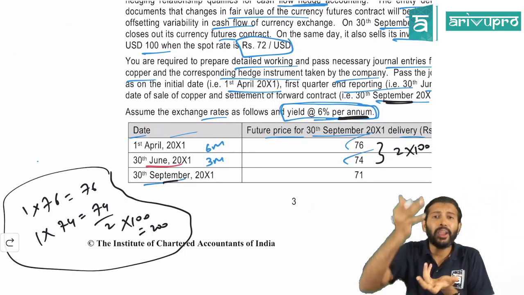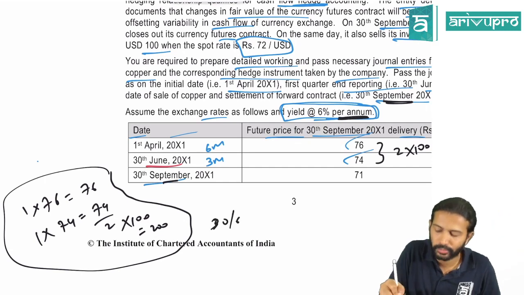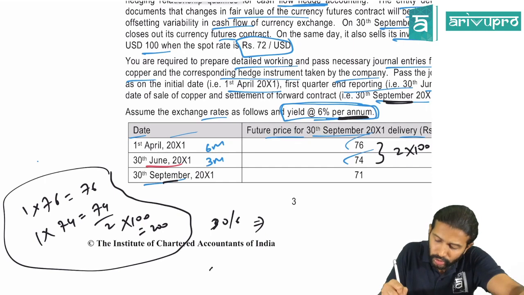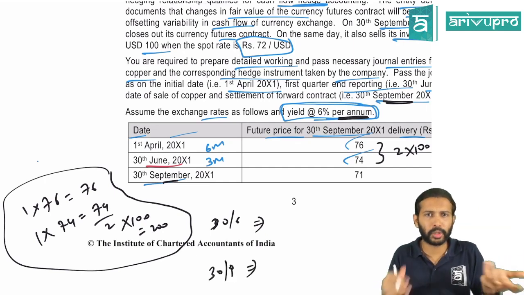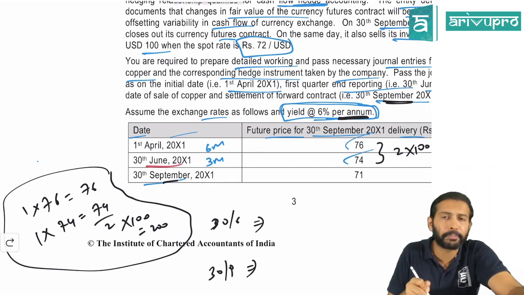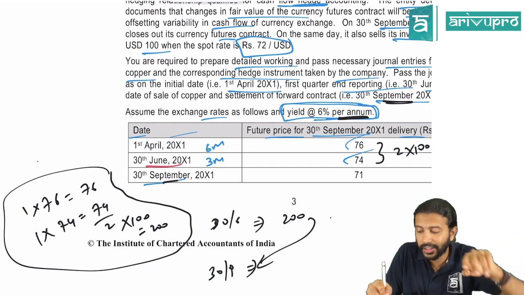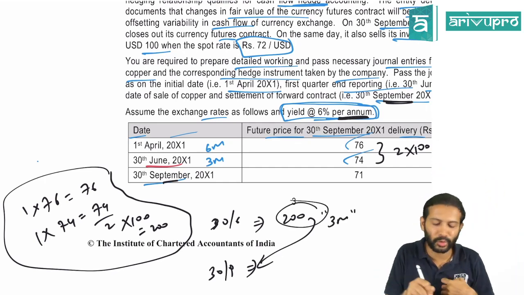I won't get this gain immediately because we are on 30th June right now. This 200 rupees, I will not get it now. I will get it on 30th September. Only then will I realize it, because only then the settlement on the future contract will happen. That is the settlement date. So he's saying, why should I give you 200 rupees now? Because I am not receiving 200 rupees now. I will receive this 200 rupees after 3 months.